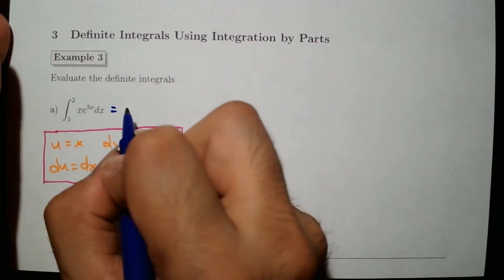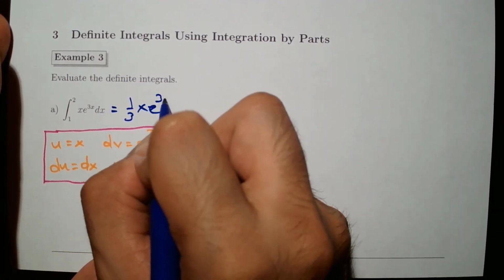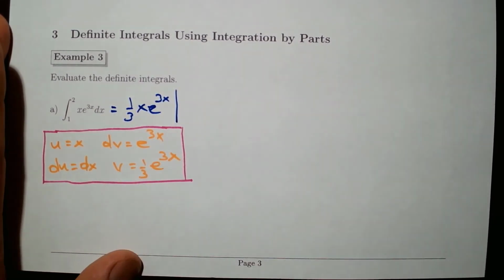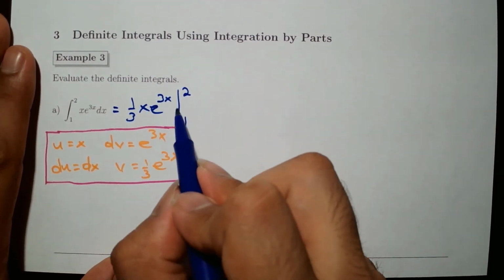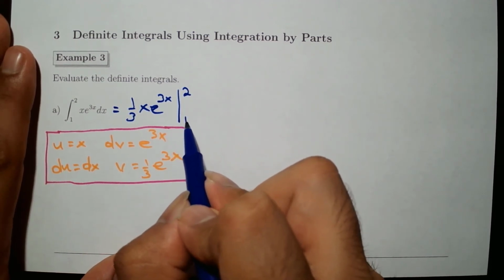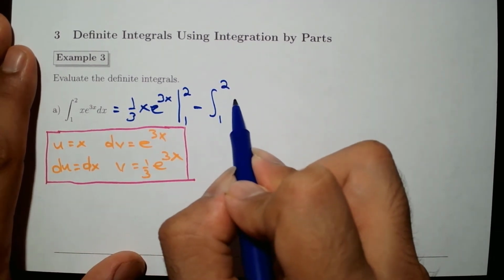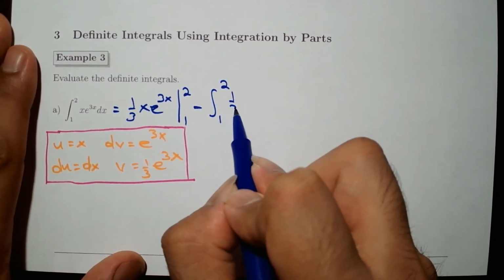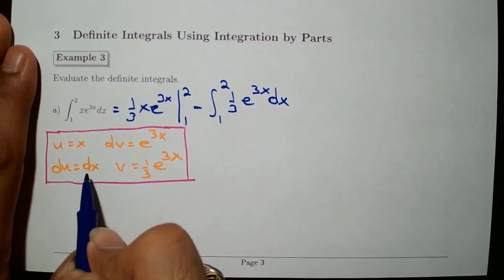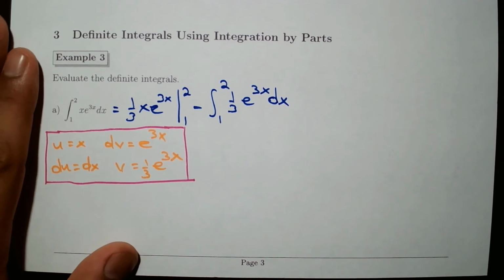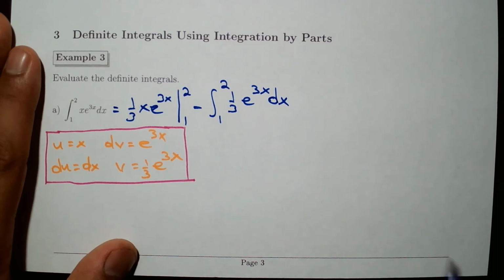So u times v, that's 1/3 x e to the 3x. And in this case, since we are done with the integral for that part, we do 1 to 2. We write down the bars, evaluate it. We indicate that we evaluate this from 1 to 2, minus the integral from 1 to 2 of v, which is 1/3, du, which is dx. So do not evaluate upper minus lower yet. We're going to leave that for the end.